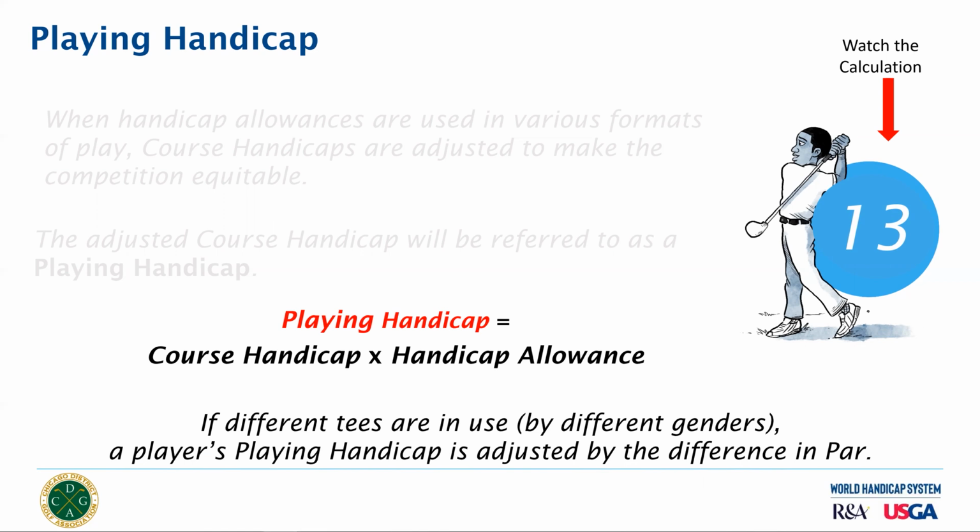If different tees are used by different genders, a player's playing handicap is adjusted by the difference in par. So just to review, the handicap index, as it always has been, is calculated to what we now call a course handicap. If the event being played brings allowances in, such as 85%, 90% of the course handicap, it will be adjusted to what is now called a playing handicap.